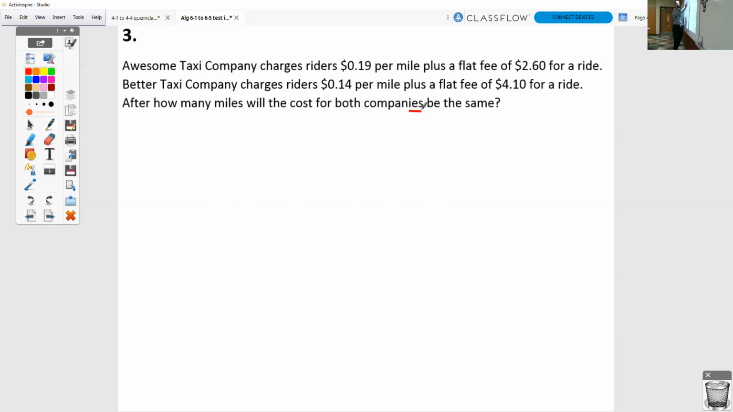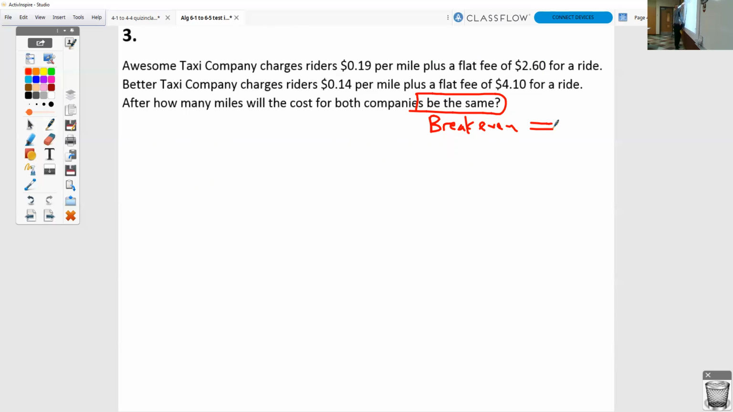What does that mean when they are being the same? This is the break-even point. This is what we want to know. When are they equal to each other? So the first thing that we need to do is set up the two equations.